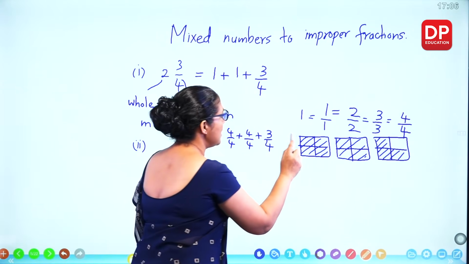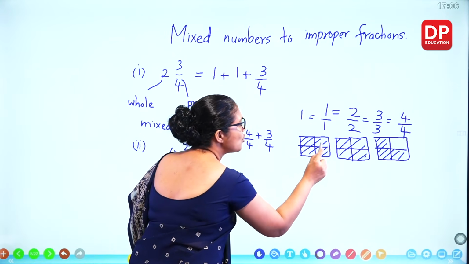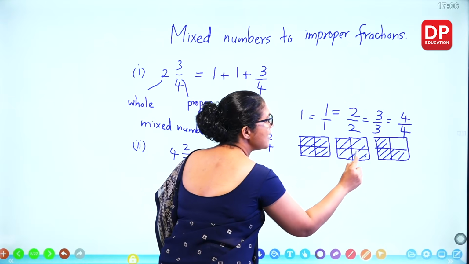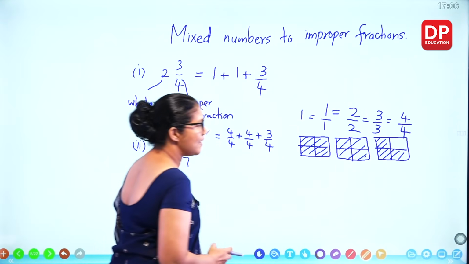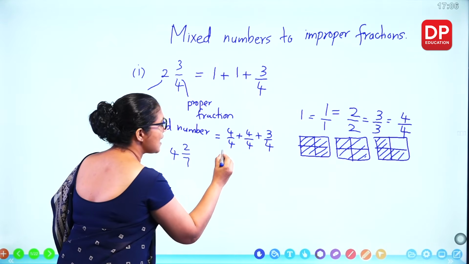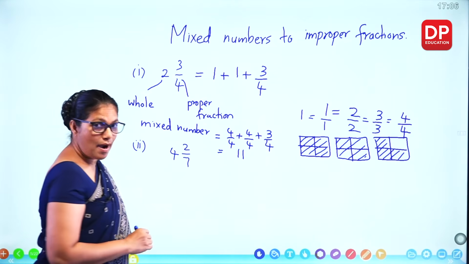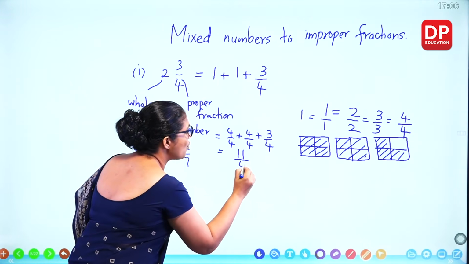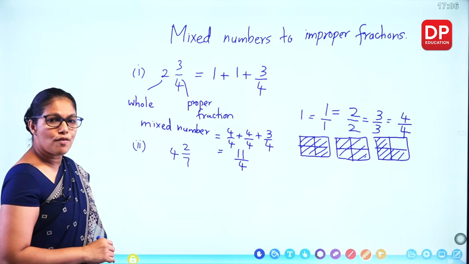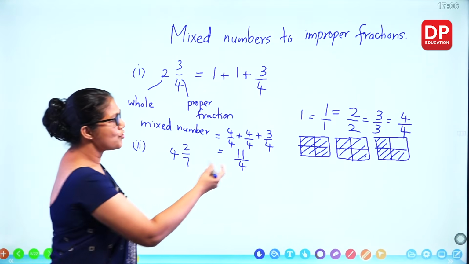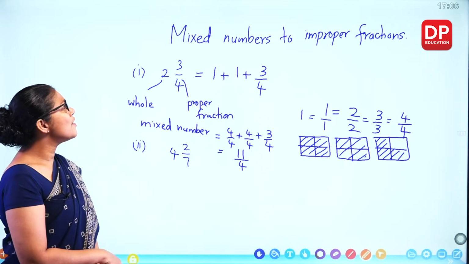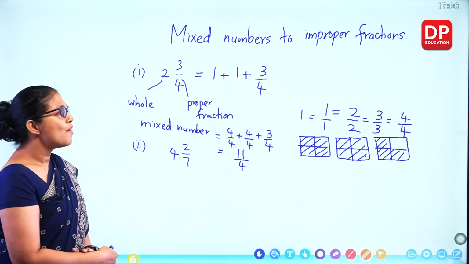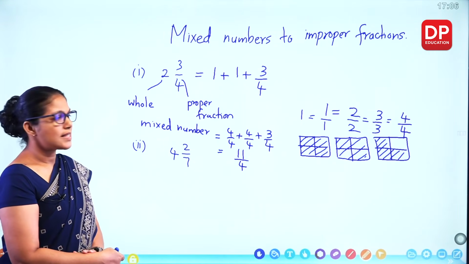How many squares are there now? 1, 2, 3, 4, 5, 6, 7, 8, 9, 10, 11. So instead of this, I can write 11 parts of 4s. So 11 over 4. Now without drawing, how can we convert mixed numbers to improper fractions?